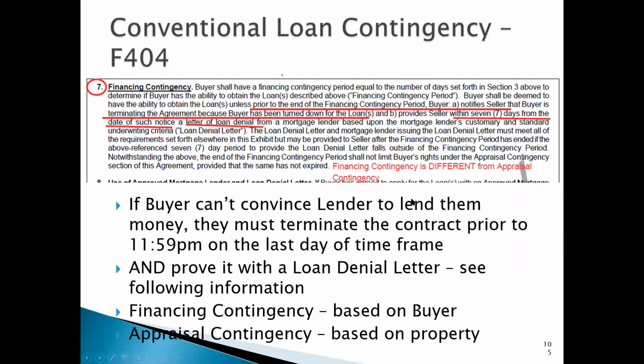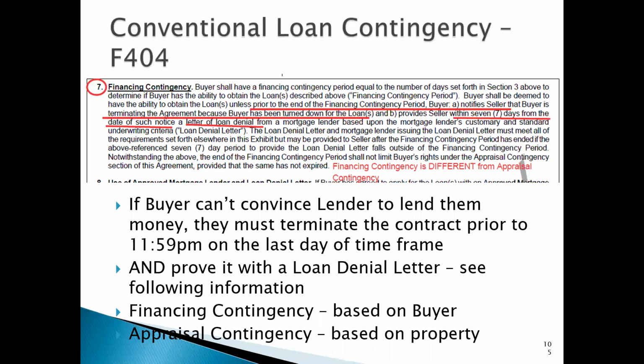Now, again, if the buyer cannot convince the lender to lend them money, then the buyer must terminate the contract prior to that time frame by sending written signed notice of termination, and they have to prove it with a loan denial letter. Now, the loan denial letter, that negotiated time frame is when they send the termination. They have 7 days after they send the notice of termination to prove it with the loan denial letter. This goes on to say at the bottom here that just because a financing contingency ends doesn't mean the appraisal contingency ends. You guys, they are two completely separate things.